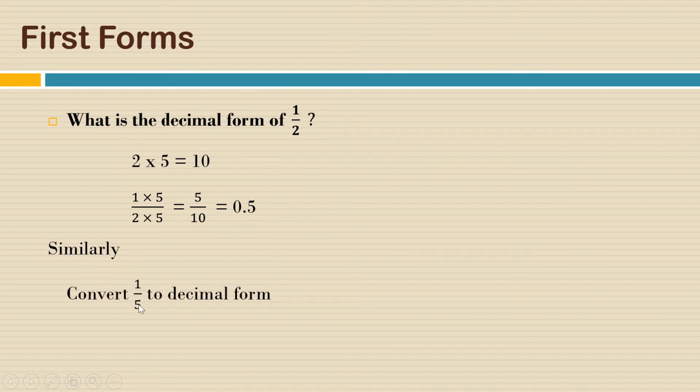Similarly, convert 1 by 5 to decimal form. Here the denominator is 5. You have to convert 5 to a power of 10. We know 5 into 2 equal to 10. Multiply the numerator and the denominator of 1 by 5 by the same number 2. Then we get 2 by 10 equal to 0.2.